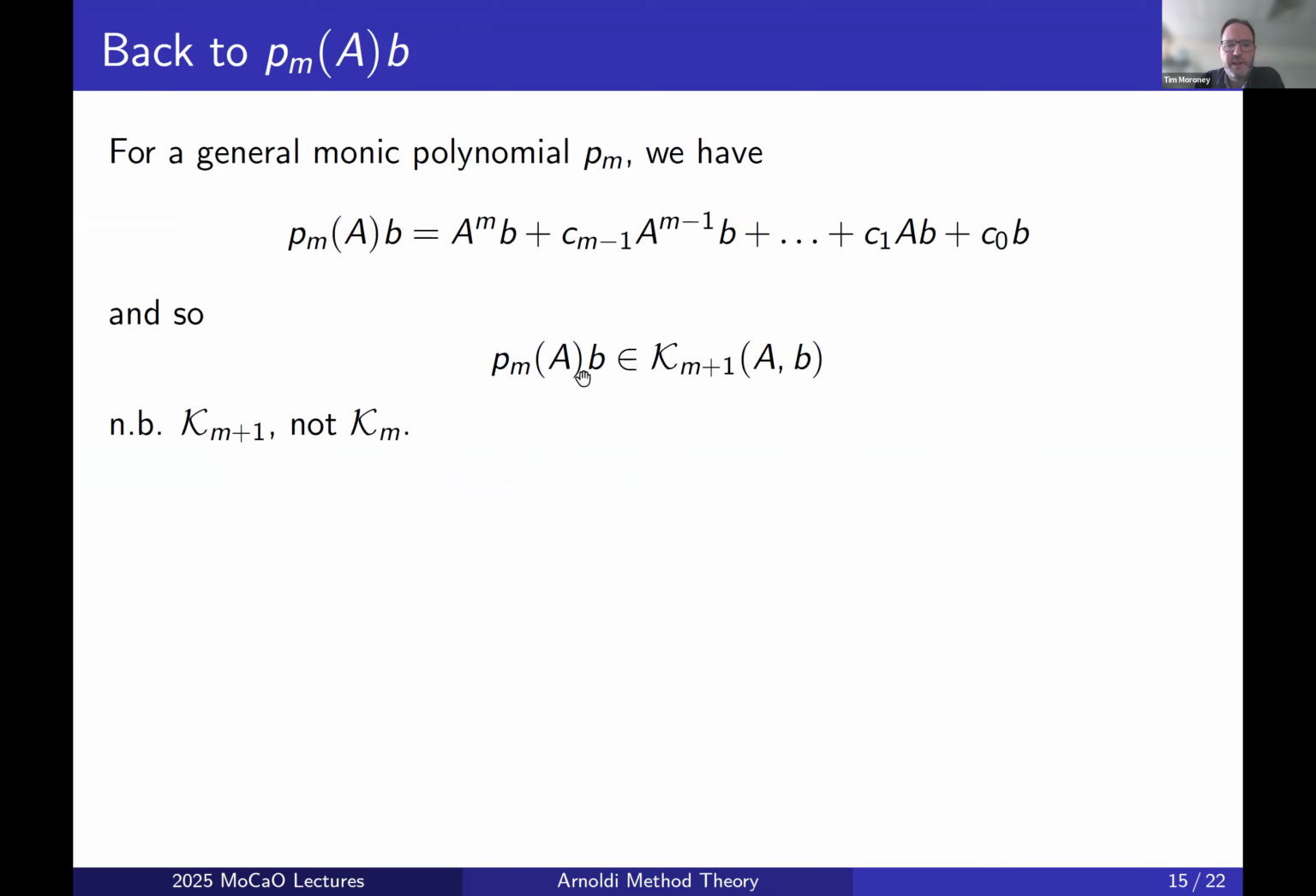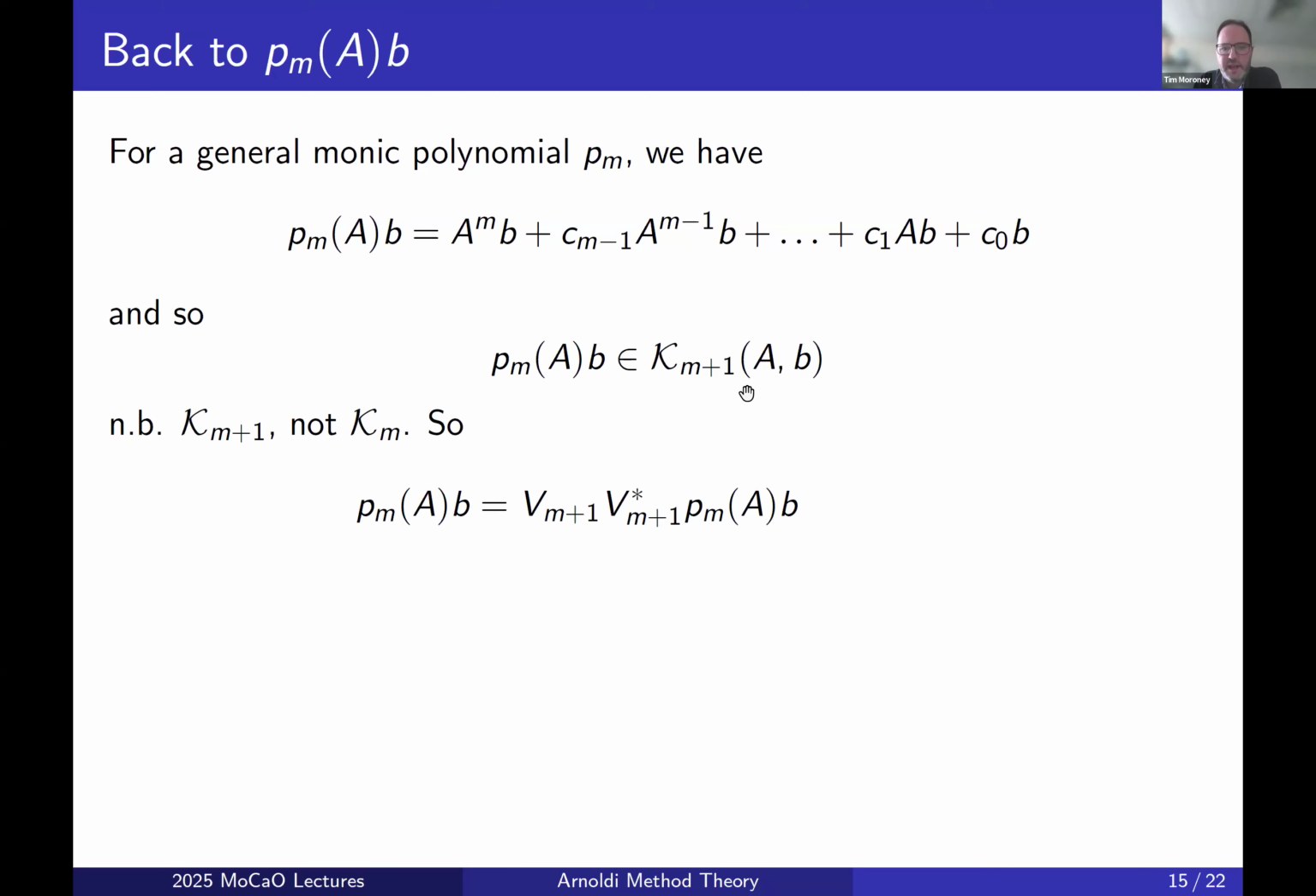And if we're operating this on B, then that's going to be in the Krylov subspace of dimension m plus 1. Okay, not m, but m plus 1, because it's got an A to the m times B in it. That's okay. Arnoldi has always done this sort of extra vector at the end for us, and it often comes in handy because we often do multiply vectors by A, so we have what we need.